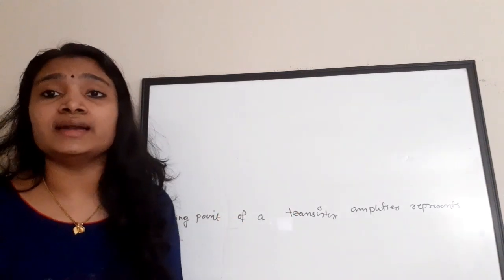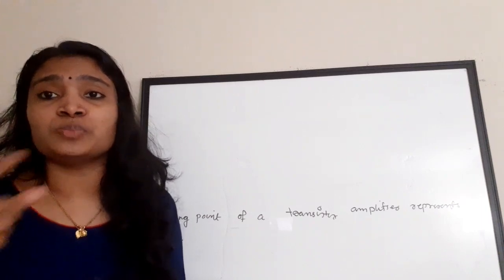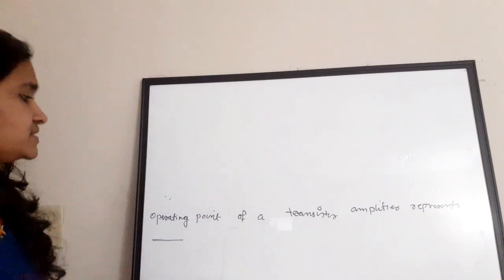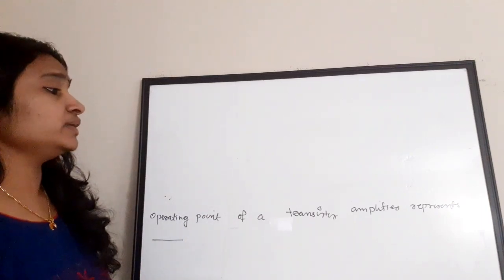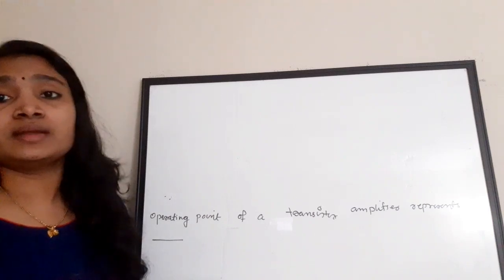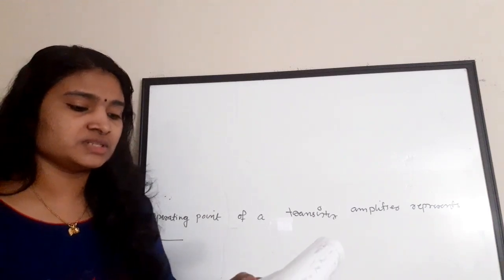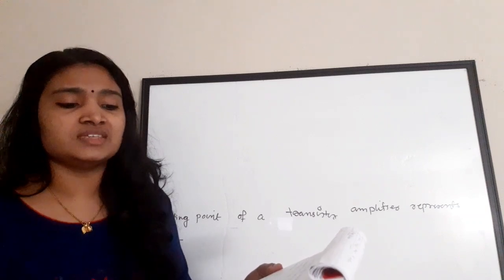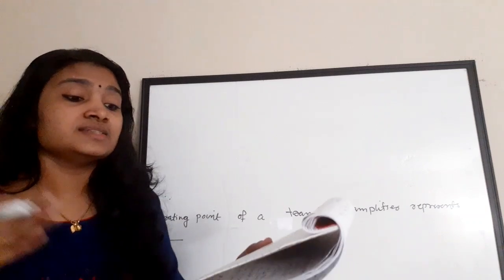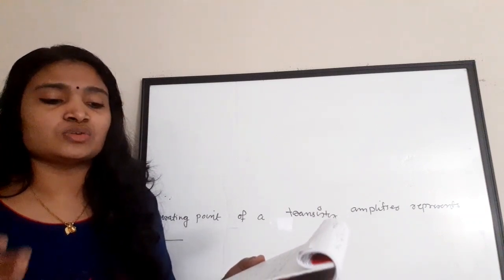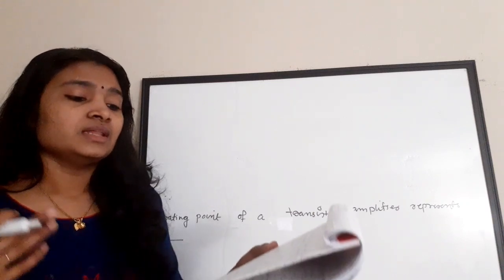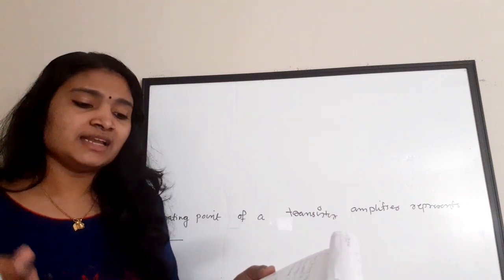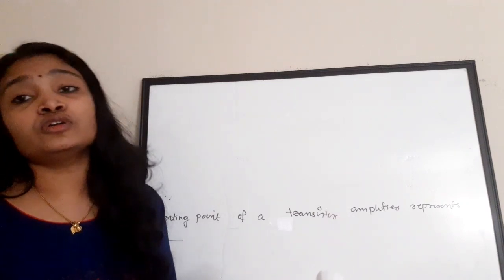Next question is regarding the operating point of the transistor. The question is: operating point of the transistor amplifier represents dash. I'll read out the options. Values of IC and VC when signal is applied, zero signal values of IC and VC, the magnitude of the signal, value of IB and IC for full signal.